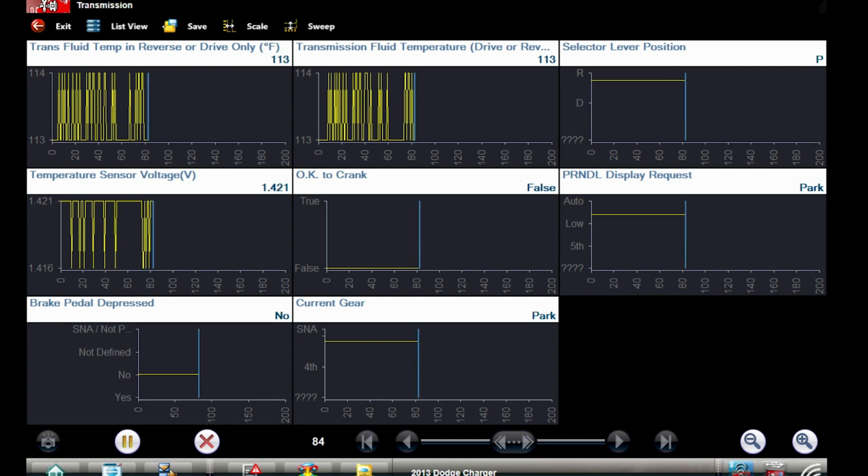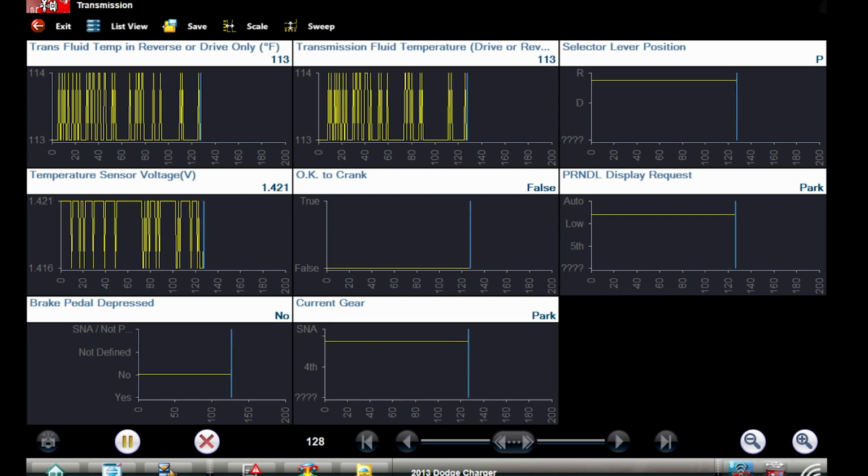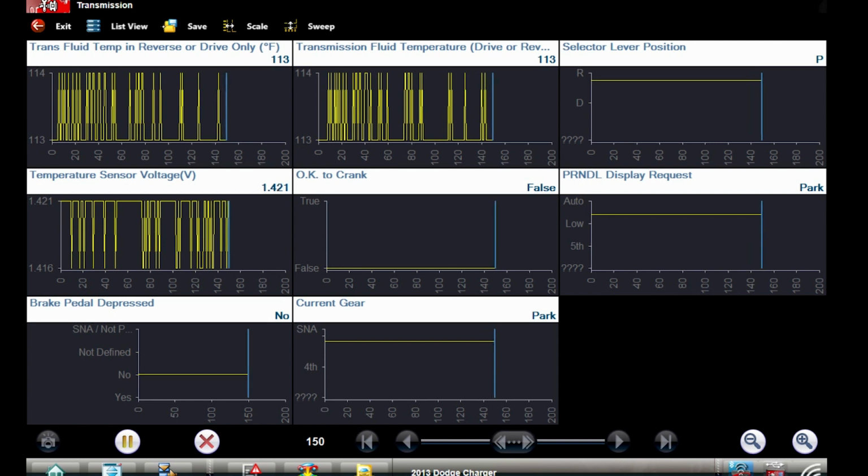Our OK to crank is reading false. Another big red flag. Our PRNDL display request, in this case a direct input to the transmission, but that becomes an indirect input to the instrument cluster, is reading park. Our brake pedal is now depressed because I've depressed it, and our current gear is park. So let's go to reverse here. Now in reverse, our selector lever position is in reverse.